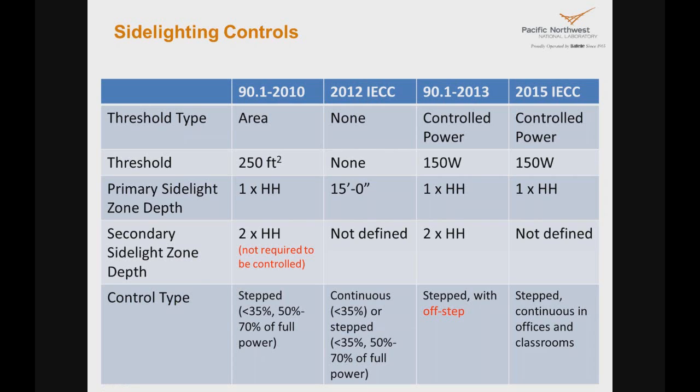You are not required to put in daylighting controls in 2012, whereas in 2015 you are required to put in step controls and even continuous controls in offices and classrooms. And again, the other difference was in 2012 there was no threshold. You're not required to do anything with controls. But in 2015, ICC adopted the 150 watt threshold in 90.1.